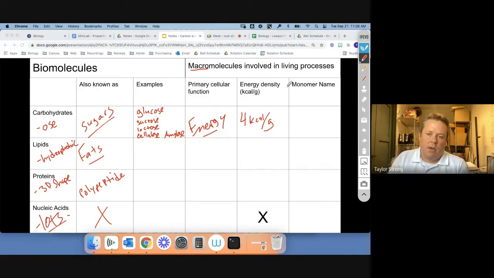And the monomer name is the individual unit. As we talk about these, we need to think about how big molecules are made up like chains, right? So when we talk about starch and fiber and cellulose and stuff like that, they're long chains of molecules, but the monomer is the single individual part or unit that makes up the bigger part, right? And each one of these has a different monomer name. And for carbohydrates, it is going to be a monosaccharide.